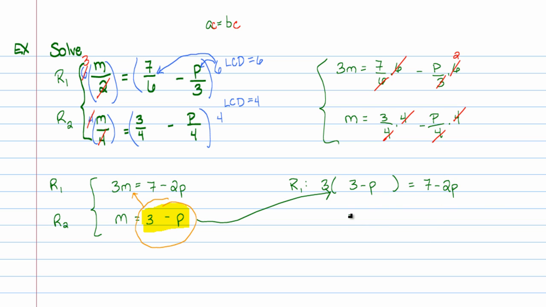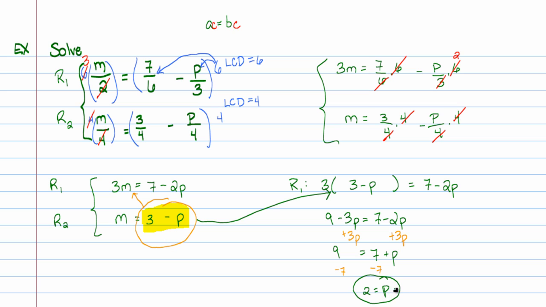Let me go ahead and clean that equation up. That's just 9 minus 3p, is equal to 7 minus 2p. I will go ahead and add 3p to both sides. Add 3p, add 3p. And the left-hand side will just be left with 9. The right-hand side will be 7 plus p. Now I'll go ahead and subtract 7 from both sides. Normally I wouldn't show all this work, but why not? And we get that p is equal to 2. P is equal to 2.